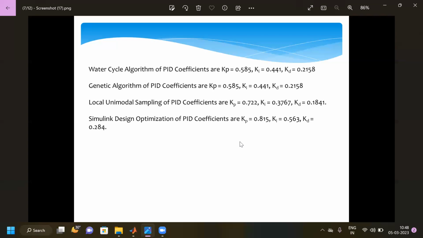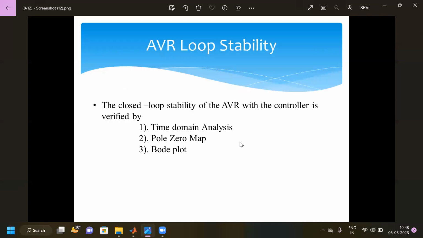Next, by using these PID coefficients, we'll carry out the stability analysis. To check the AVR loop stability, we need three things: time domain analysis, pole zero map, and Bode plot. First, we discuss the time domain analysis.